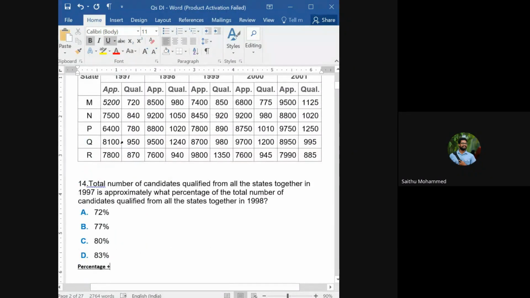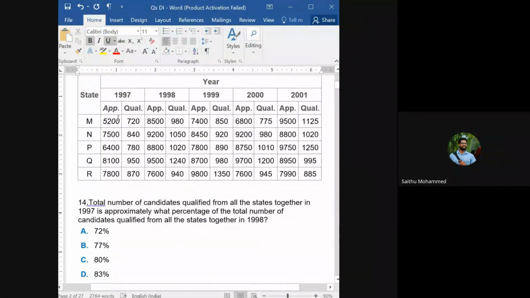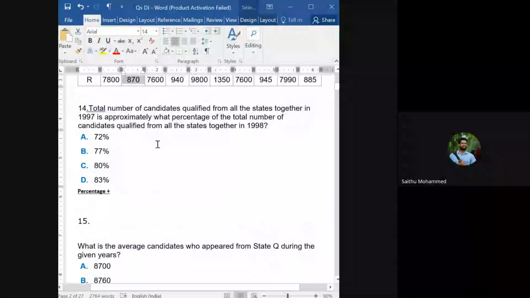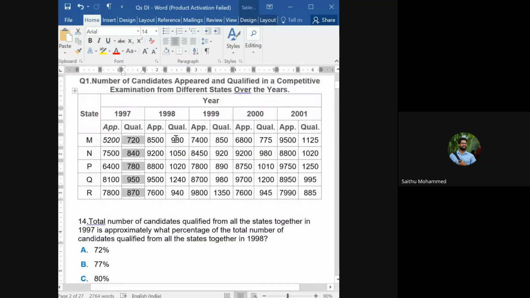What is in 1997? How many from all the states? How many students have qualified? In 1997, in each state, we have the data of the number of qualified students. So our question is: what percentage of the total number of candidates qualified from all the states together in 1998? So these are the two data that we need to use.